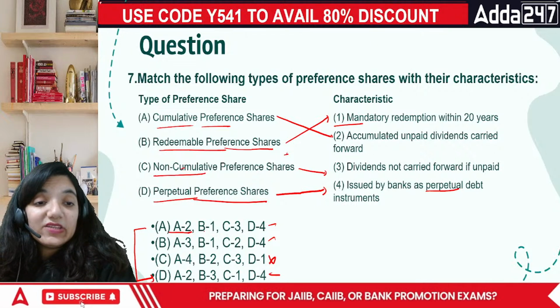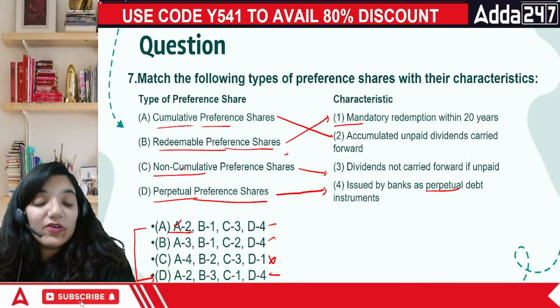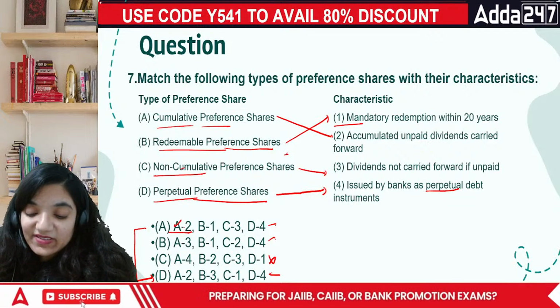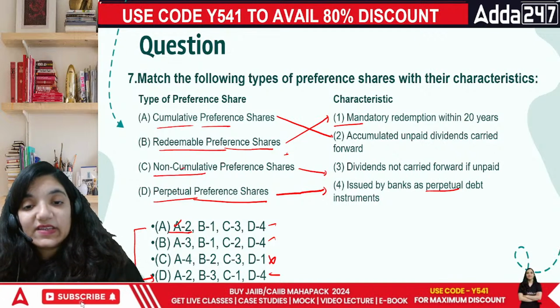B is 1. That is also true. Then C is 3. This is also true. And D is 4. So I think I'll go for A in this case. What's going to be your answer? Shiva ma'am, very good. Abhi sir, correct. That is A. In this case, the correct answer is A.